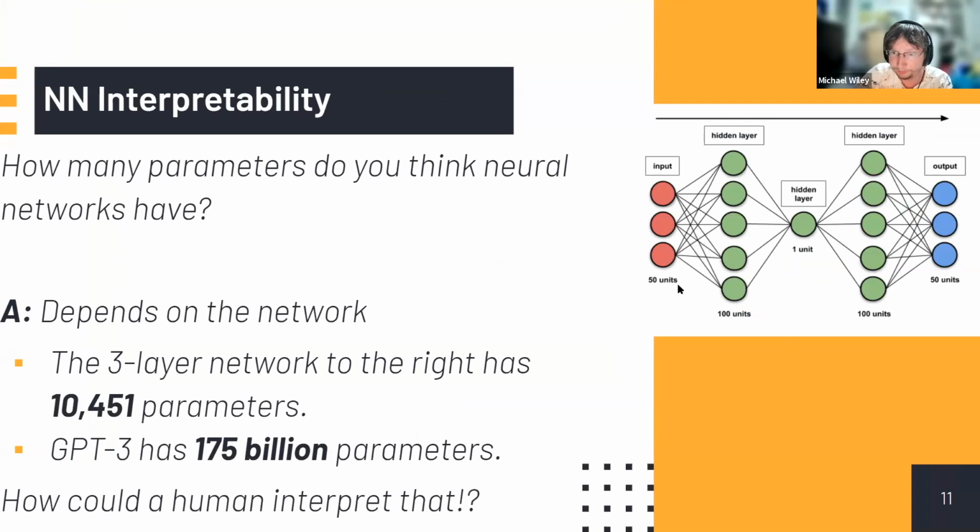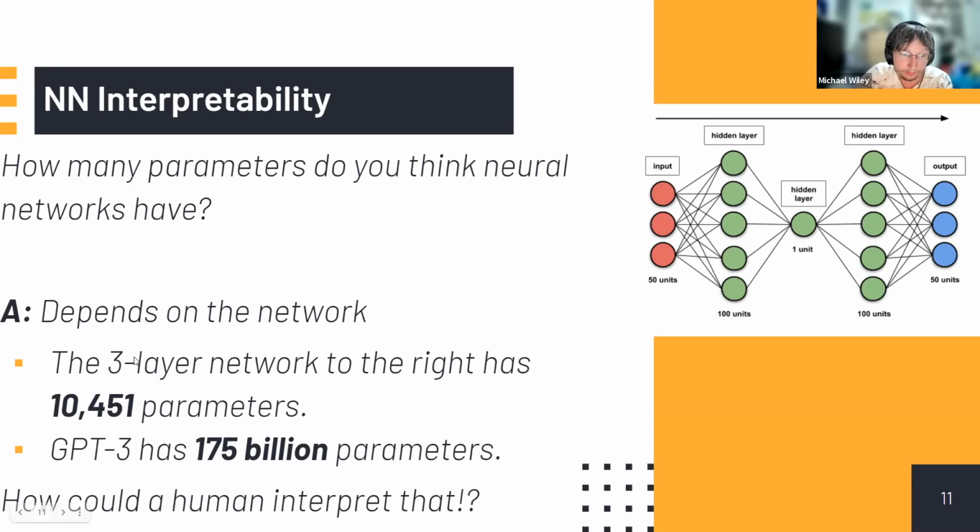So it takes 50 inputs, and then it passes on to the first hidden layer, which has 100 nodes. Then another hidden layer over here, which is just a single node, a third hidden layer with another 100 units, and finally a 50-unit output layer. This is not a very deep or complex neural network by any means, yet it is still very complex in terms of our understanding as humans.